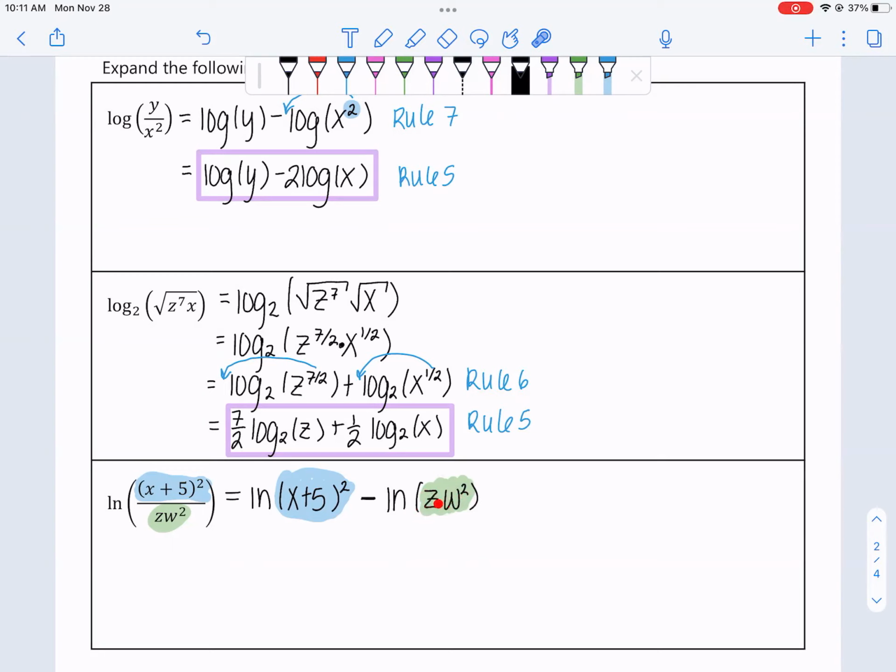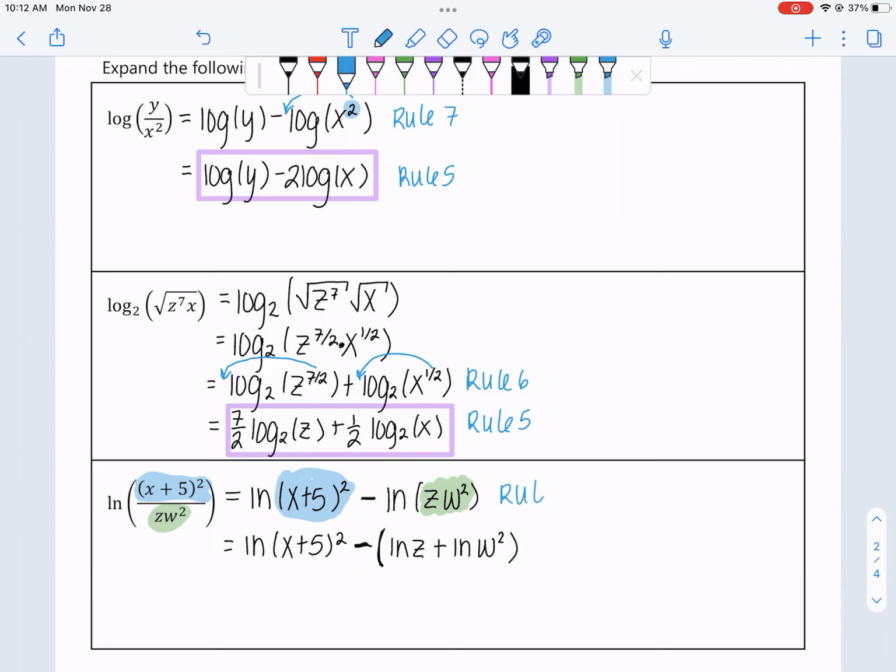There's multiplication in here. These z's and w squareds are multiplied together. Multiplication on the inside becomes addition on the outside. It needs to be done very, very carefully. This is all still being subtracted, so I'm putting in parentheses here. We have ln z plus ln of w squared, right? If I take this multiplication, I can turn it into addition on the outside, but it still keeps the minus sign.